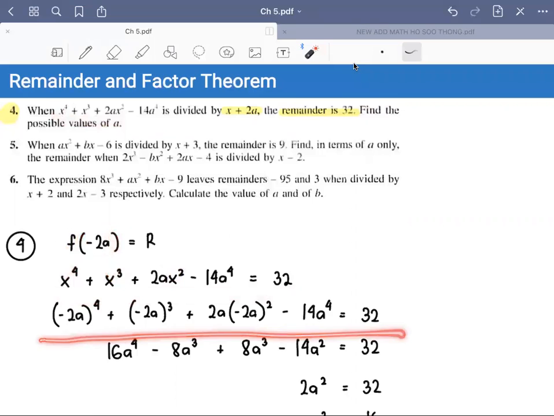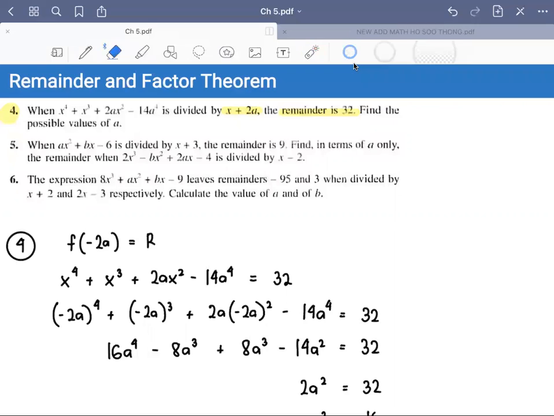All right, and after that, simplifying this, negative 2a to the power of 4 becomes 16a to the power of 4, and then this becomes negative 8a cubed, and then this is 8a cubed, and then bring down 14a to the power of 4 and 32. So basically, class, what you need to do next is to combine like terms and rearrange them.